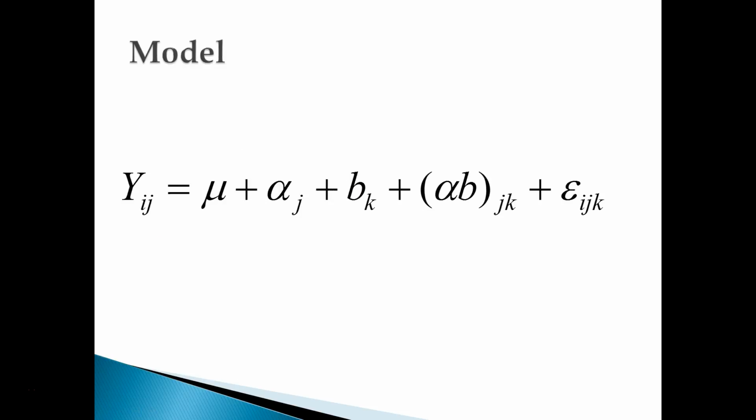Here's what that model looks like. We've done this modeling in previous videos and in class. That y sub ij should be y sub ijk, and it is equal to mu plus the effect of alpha, our fixed effects, plus b, our random effects, plus the interaction of those two, plus error.